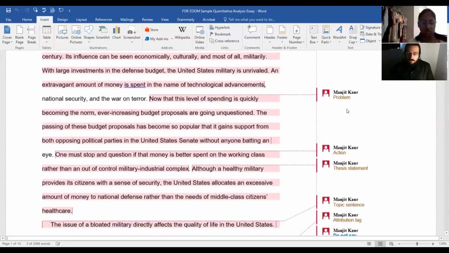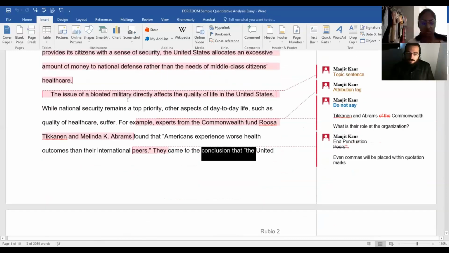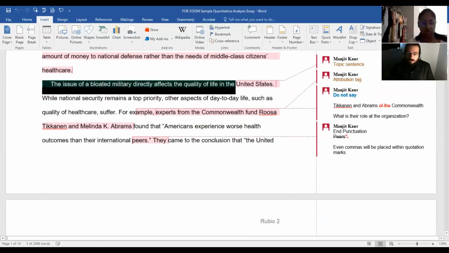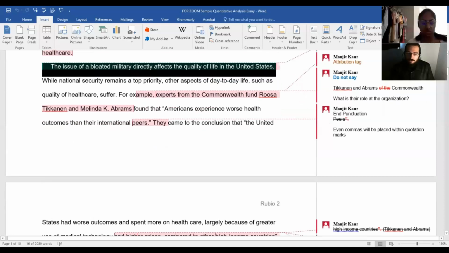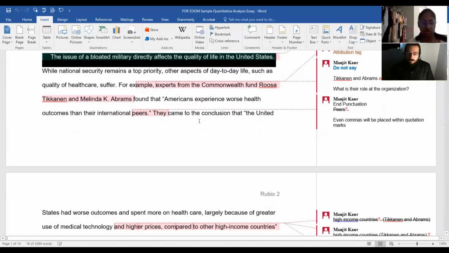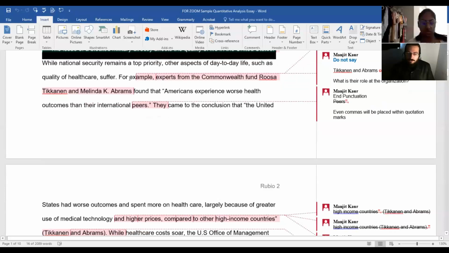Okay, so next, let's look at the first body paragraph, and each paragraph in your essay will start with a topic sentence, a sentence that lets the audience know what the paragraph is going to be about. "The issue of a bloated military directly affects the quality of life in the United States." Okay, this tells us what this paragraph is going to discuss. Now I'm going to talk to you about what not to do when you're doing your paper. First, let us look at this sample essay.